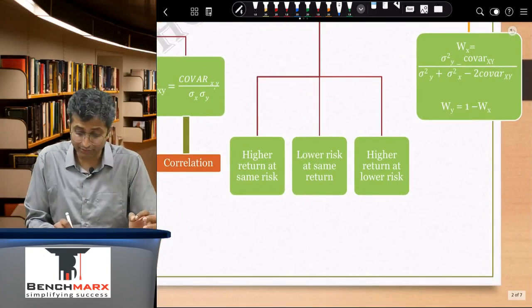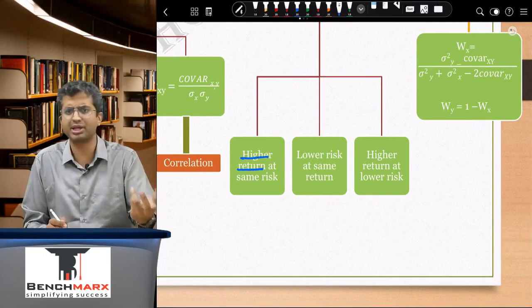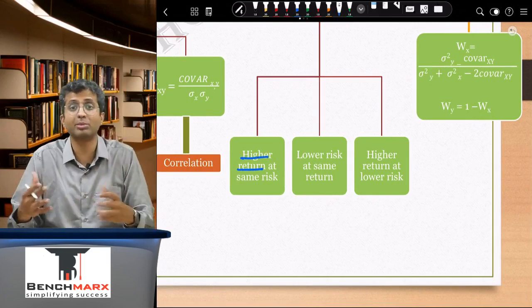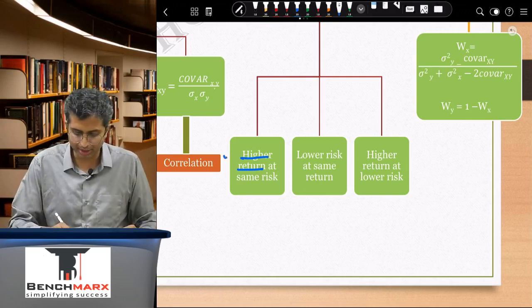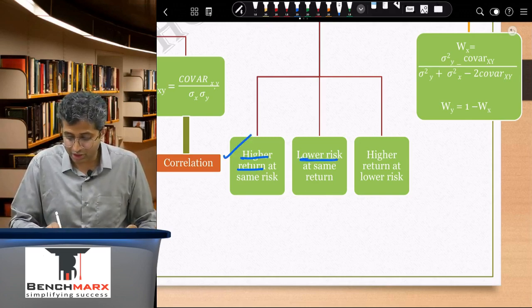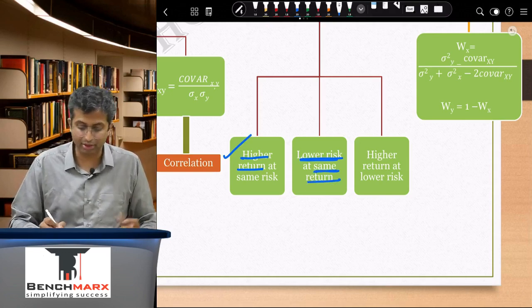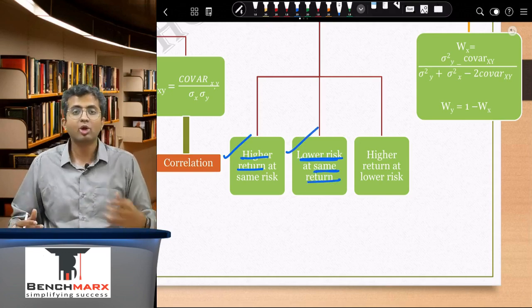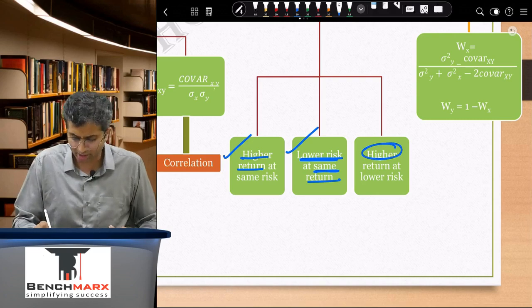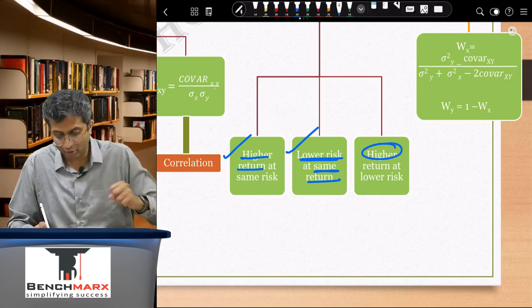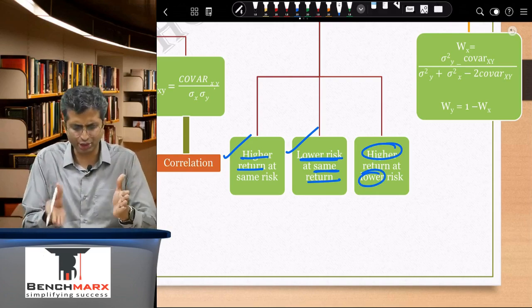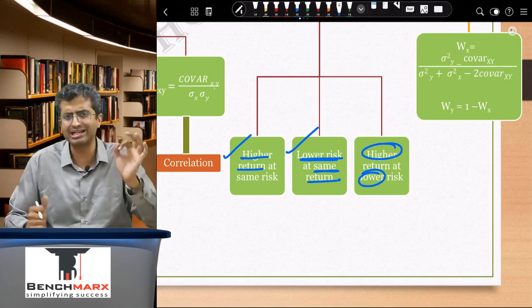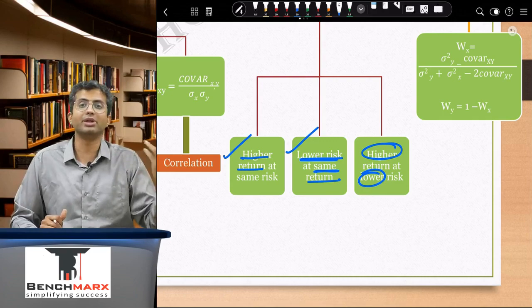If there is a security which gives a higher return but at the same risk, it is a no-brainer, it is definitely better than the other securities, it dominates. Or there's a security which gives you a lower risk but at the same level of return, it is clearly going to dominate the other security. Or the best case, where a security gives you a higher return but at a lower risk. In such a case, between the 2 securities, you will select only that security which is the dominant one.